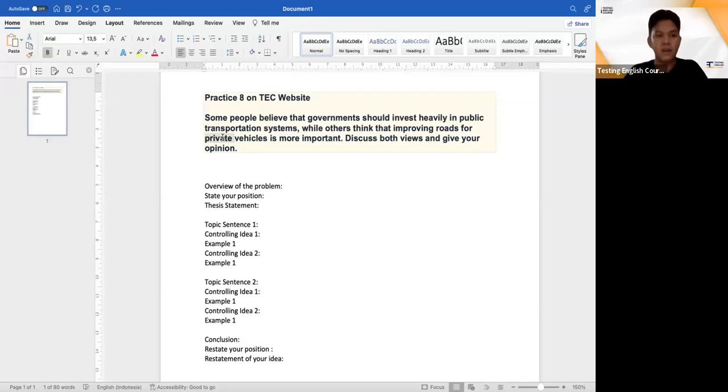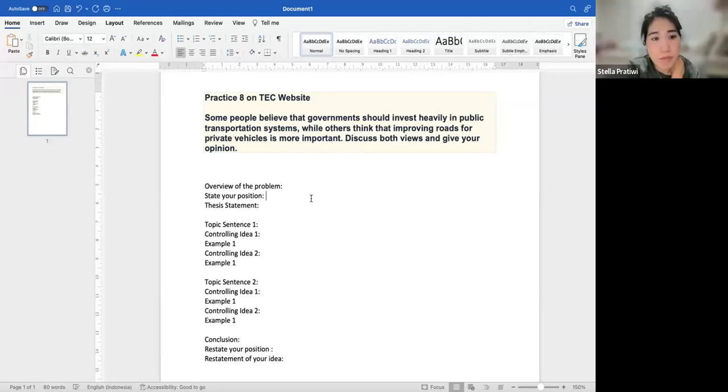Remember, they set the target for private vehicles, which means it is going to be quite strange if you agree with the private vehicles. Yeah, more important. Discuss both views and give your opinion. So you have to discuss both views and give your opinion, which means you can agree or disagree, depends, but you have to discuss both views first. Then give examples.